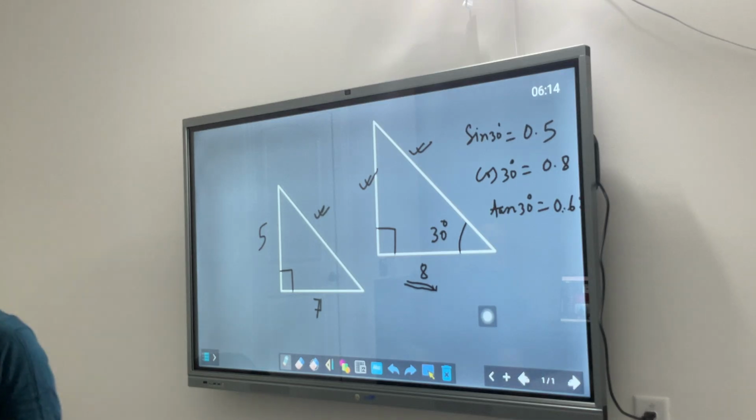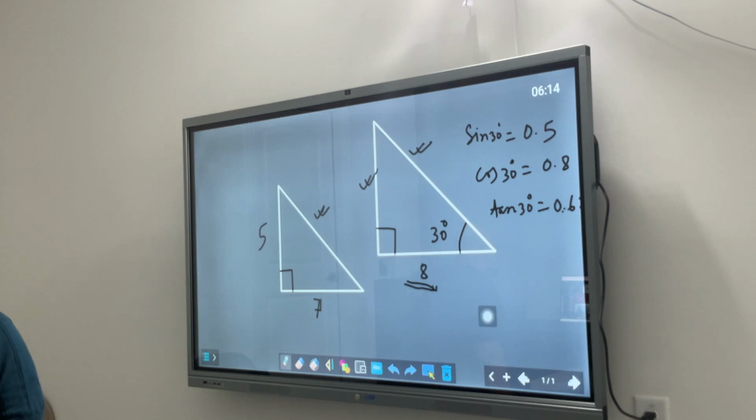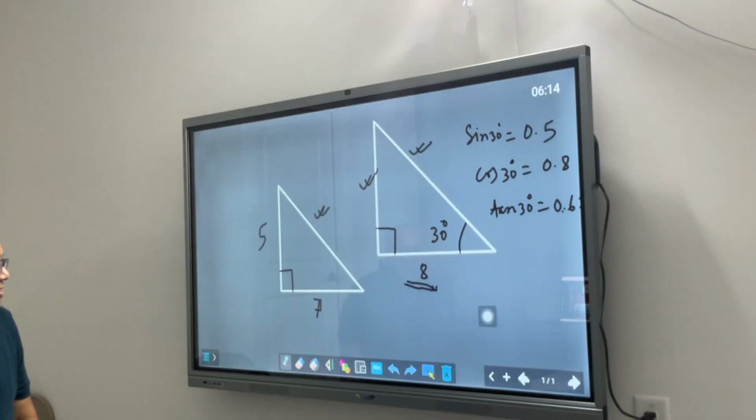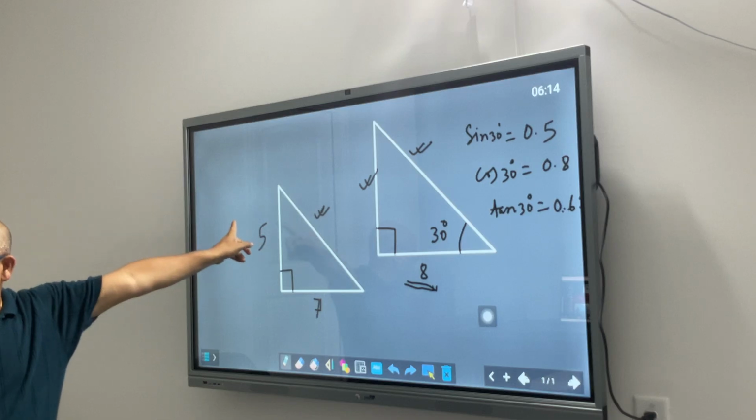Yes, Laksh. I'm not able to do the second one with the 30-degree angle, but I think the first one I got 17.5 centimeters squared. Okay. Yeah, 7 5 is 35 divided by 2. Yeah. Half into base into height.